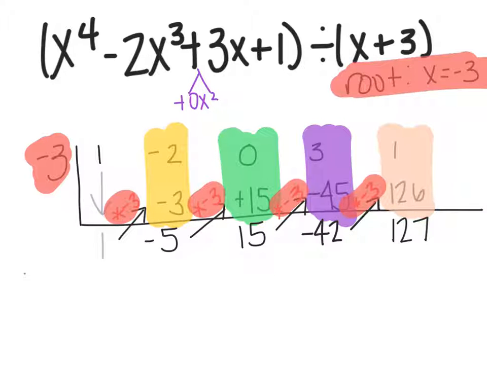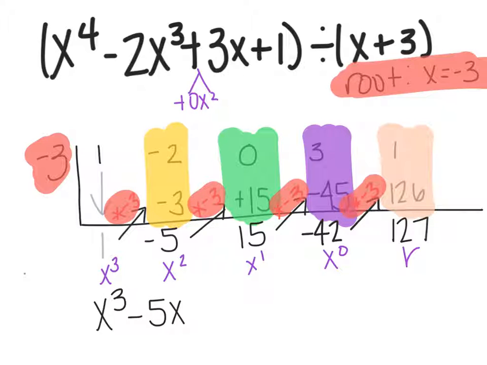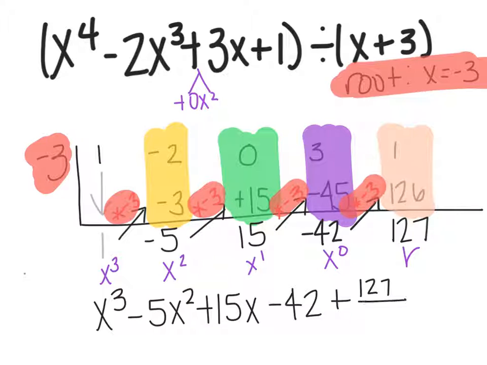So starting from the right, we just label everything. This is my remainder. This is the coefficient of x to the 0. This is coefficient of x to the first. This is coefficient of x to the second. And this is my coefficient of x to the third. So my answer ends up being 1x to the third, or just x to the third, minus 5x squared plus 15x minus 42 plus my remainder, which is 127, divided by x plus 3.